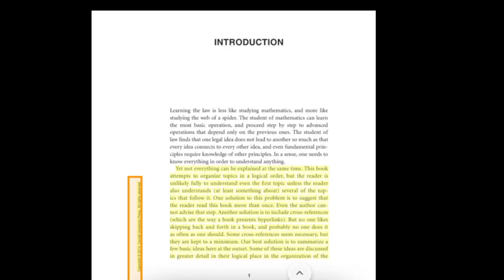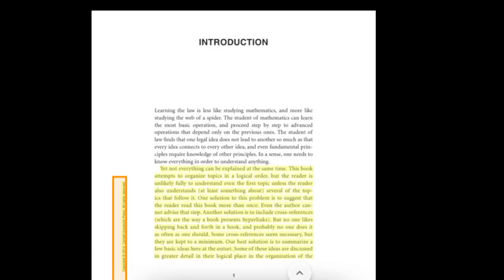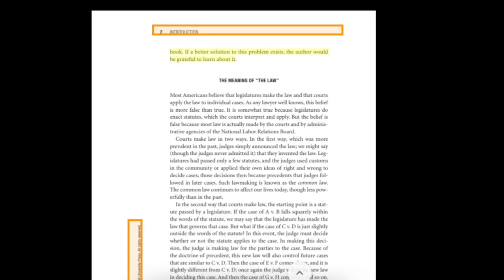Our best solution is to summarize a few basic ideas here at the outset. Some of these ideas are discussed in greater detail in their logical place in the organization of the book. If a better solution to this problem exists, the author would be grateful to learn about it.